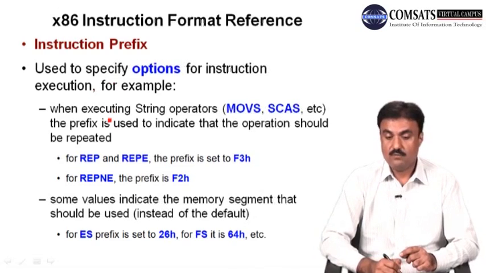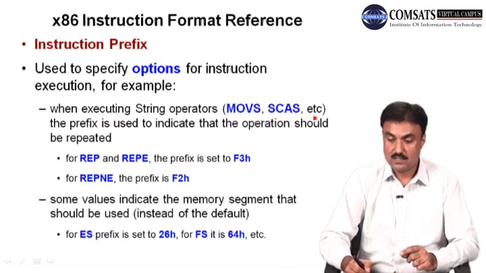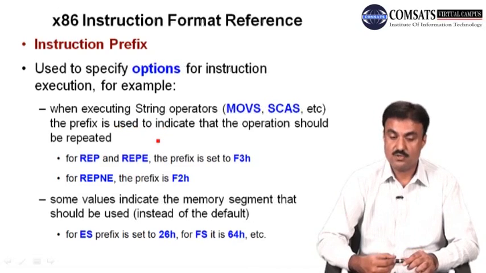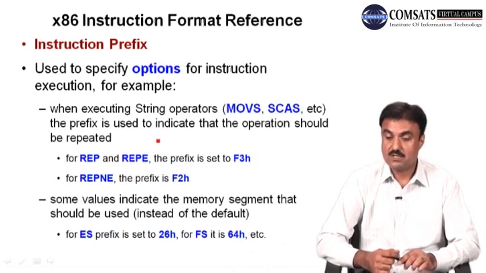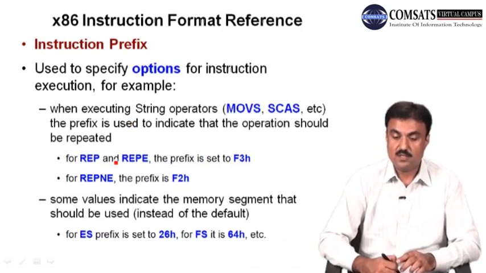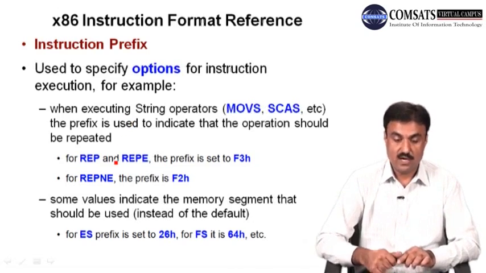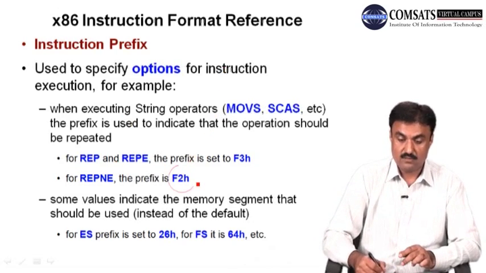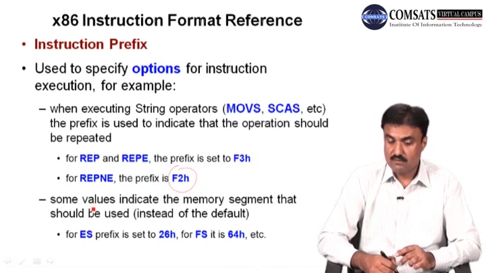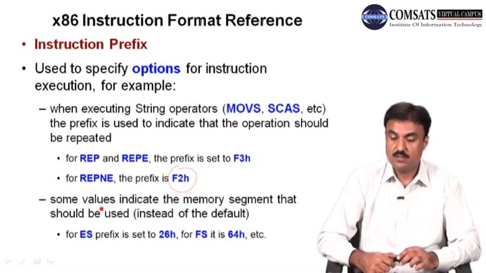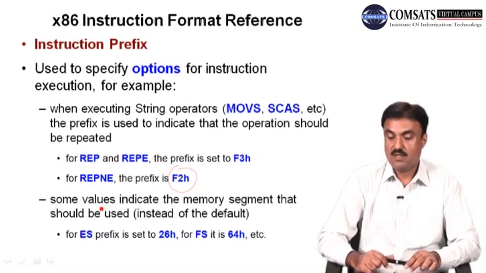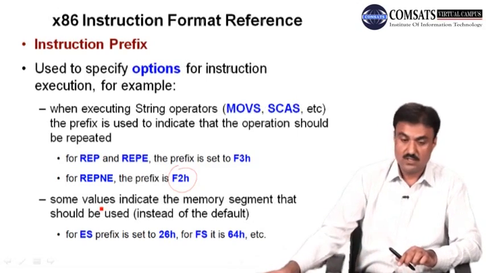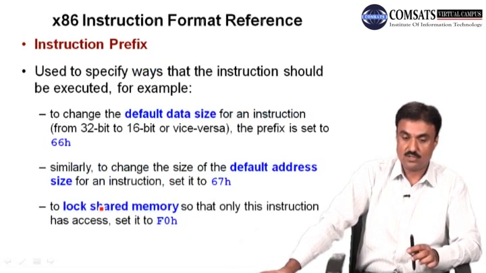Here you can see when we execute string operations like MOVS, SCAS, all these instructions, the prefix is used to indicate that the operation should be repeated. For example, repeat equal, the prefix is set to F3. Repeat not equal, the prefix should be F2H. So this is a 1 byte prefix. Then after that we have some values that indicate the memory segment that should be used instead of the default segment and so on. For example, ES prefix is set to 26, FS is set to 64 and so on. So these are the instruction prefixes, a very short introduction.